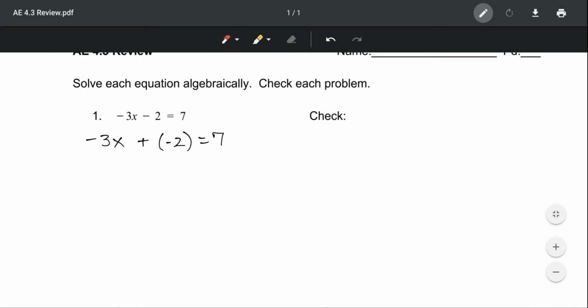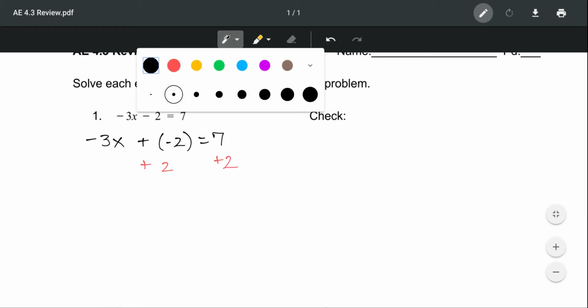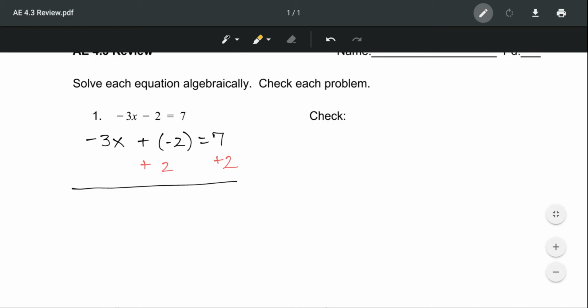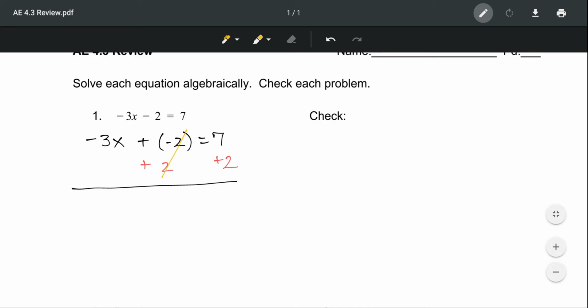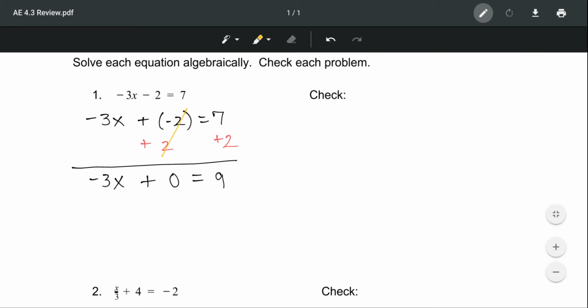Then the first step you want to take is you want to add positive 2 to both sides. So since you have negative 2, you want to add positive 2 to the left side and the right side of your equation. So that means that negative 2 and positive 2 are going to cancel out to 0. So you're going to be left with negative 3x plus 0 equals, then 7 plus 2 would give us 9. So negative 3x plus 0 is negative 3x equals positive 9.